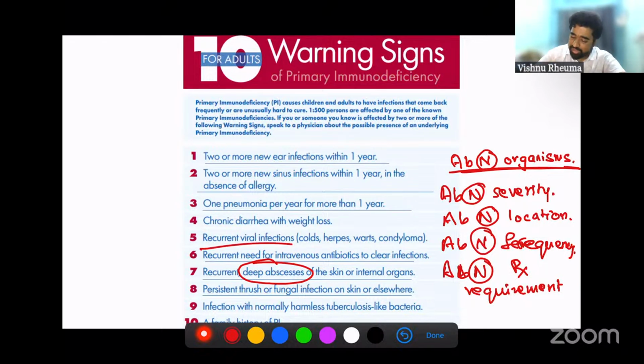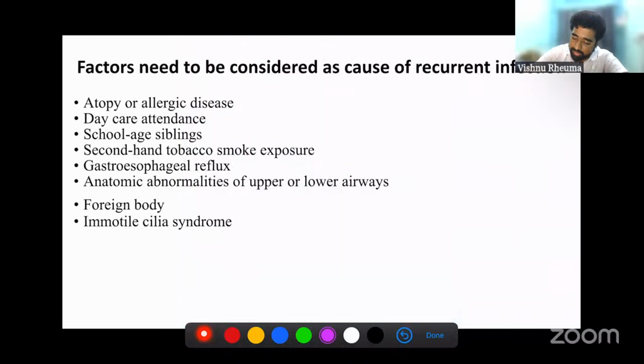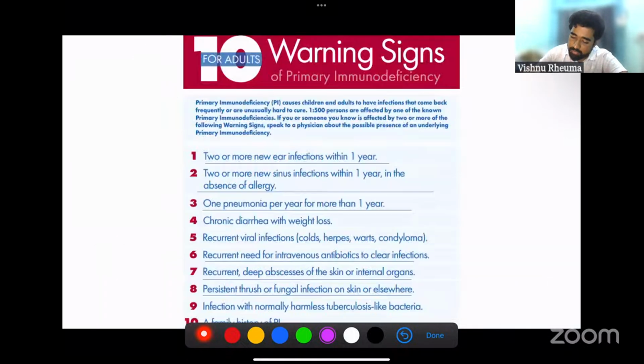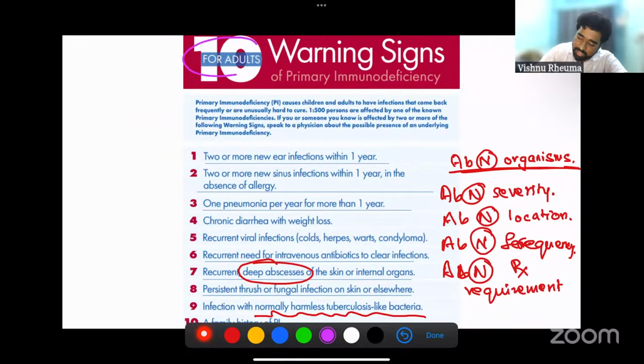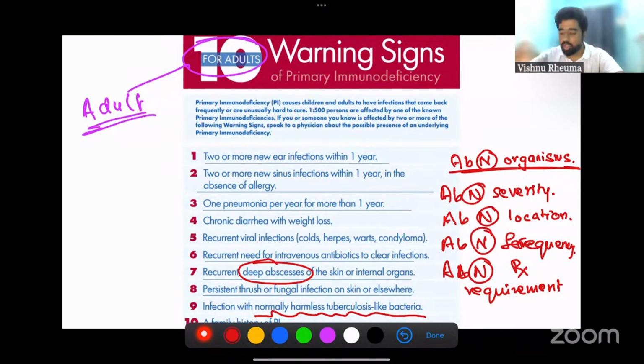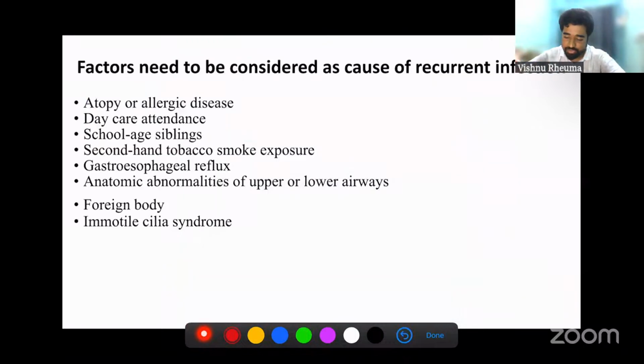So recurrent viral infections, chronic diarrhea with weight loss, all of this is there, with normally harmless TB-like bacteria. This is for adults. Just keep in mind that this is for children and this is for adults. They're more or less similar only. The basic concept is abnormal organisms, abnormal severity, location, frequency, abnormal requirement of the treatment, and all of this, along with family history, are your main warning signs for immunodeficiency.